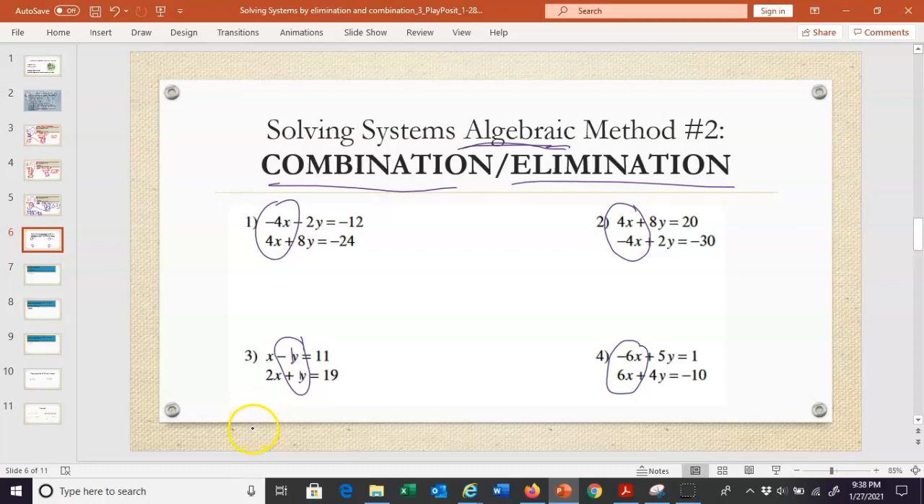So we're not talking about reciprocals. These are not reciprocals. They are opposites. So -4 is the opposite of 4. 6 is the opposite of -6. And the reason we want that is so we can go ahead and combine them and eliminate them. So let's do an example.